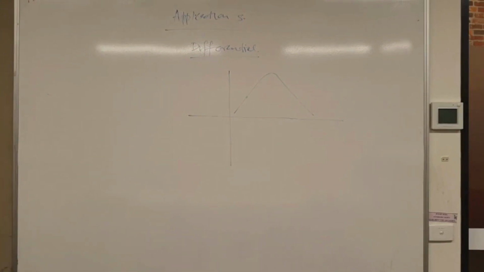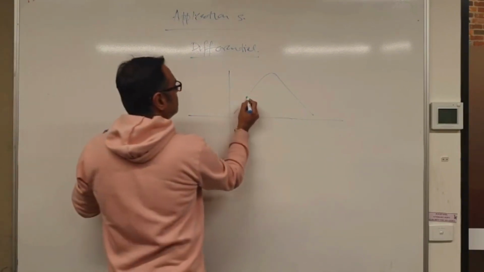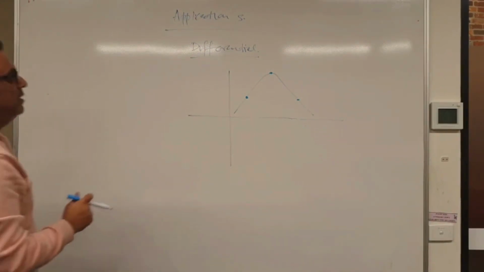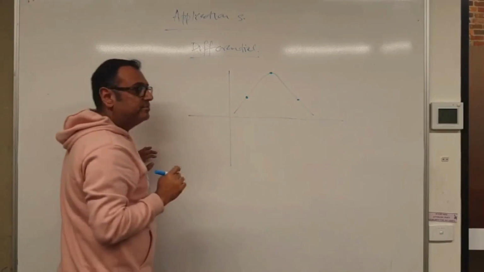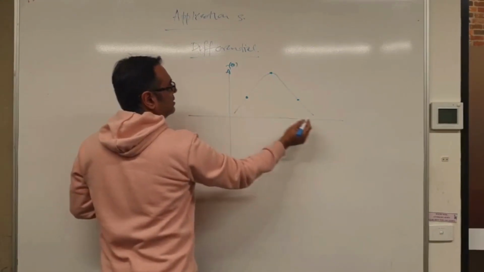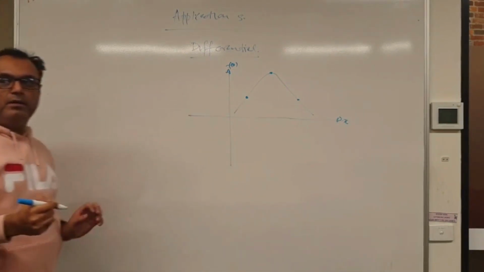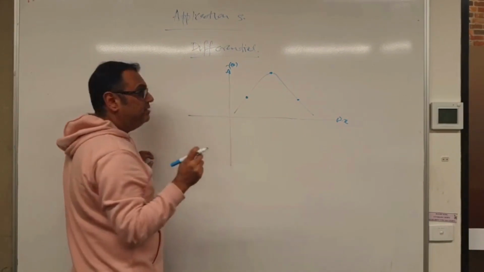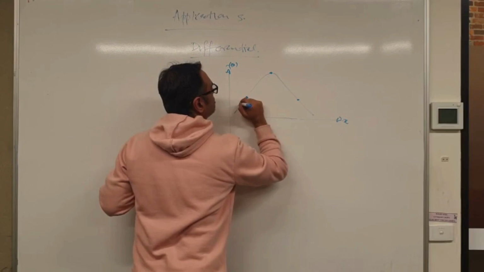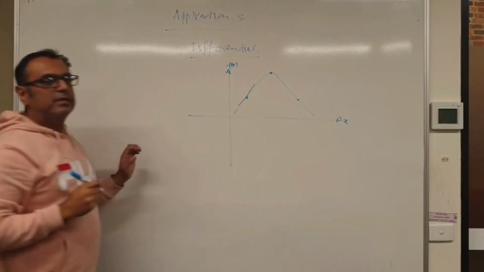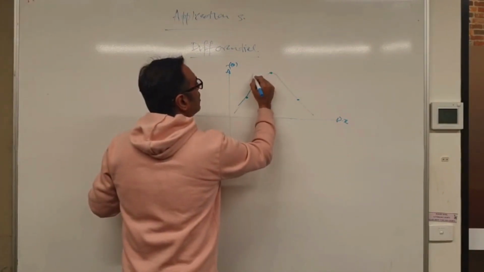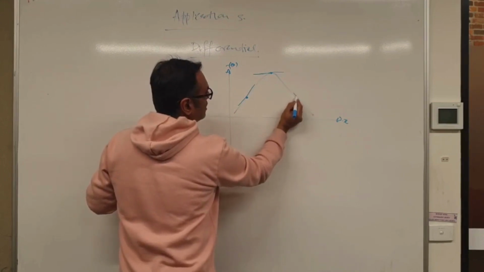Then what do I do? This is the curve. This is f of x. And this is x. So wherever I'm trying to find the gradient, at that point I will draw a tangent. A tangent is the line which touches the graph at one point. So here also I can draw a tangent, and here also I can draw a tangent.